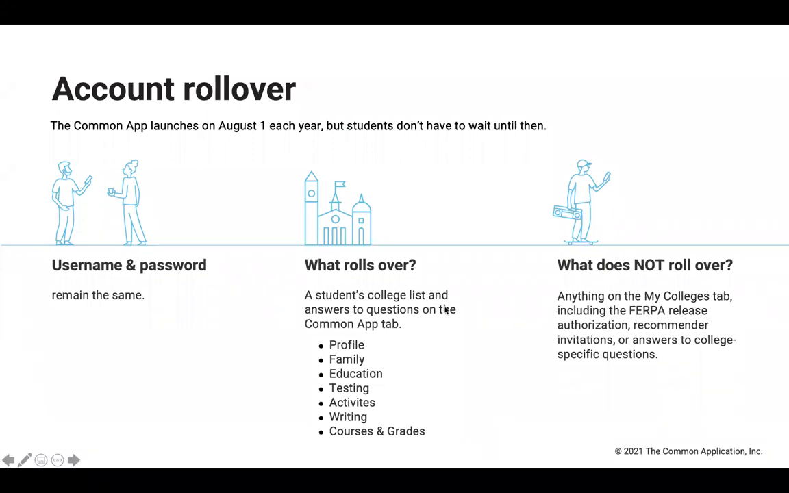What does not roll over are the things on the My Colleges tab, because it's institution specific, and each year institutions change their question sets. So it just becomes really murky to try to transfer that information over because it's not going to be the same. So rather than dealing with all of that data translation, it becomes a clean, fresh slate for students when they're actually ready to complete what they will use to apply to their institutions of choice.